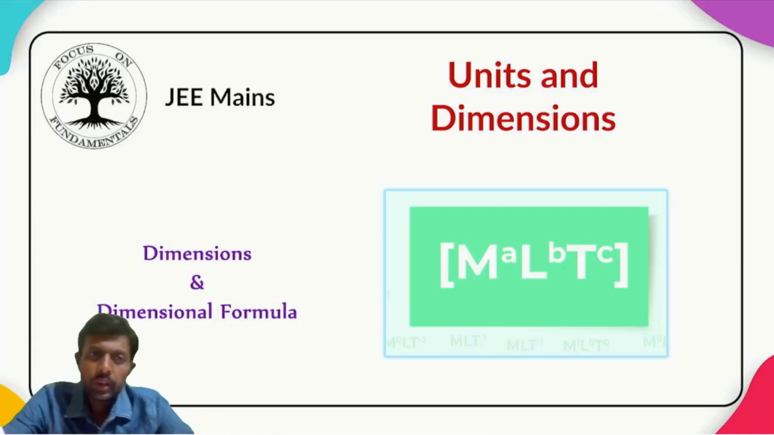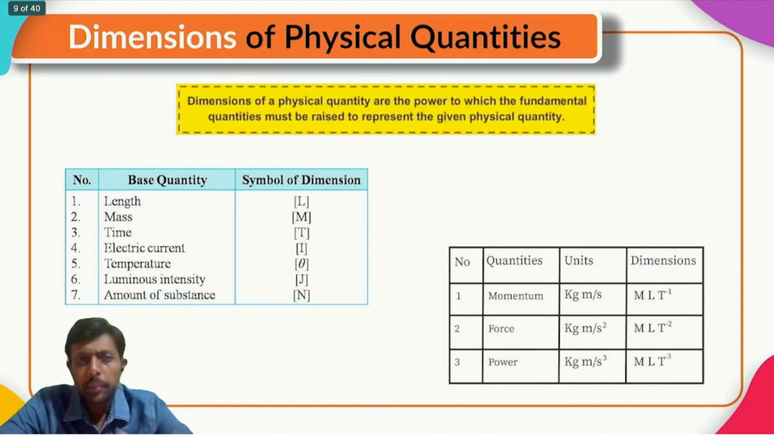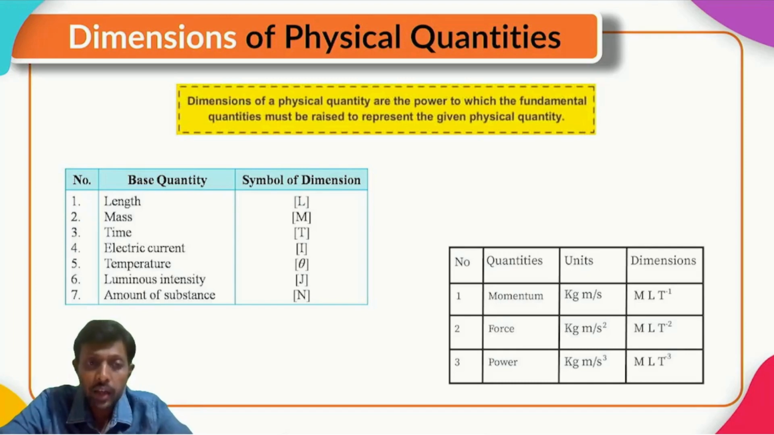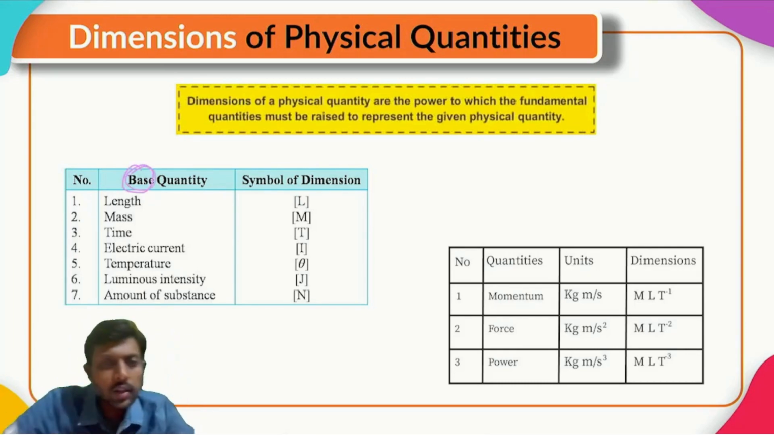Hello everyone. So we're going to continue with units and dimensions, and this time we're going to look at dimensions and dimensional formula, this subtopic. So what are dimensions of physical quantities? We've seen that there are 7 fundamental quantities, or we can also call those base quantities.